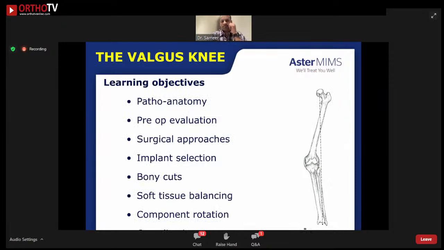Coming back to the learning objectives: pathoanatomy, there is contracture of the lateral structures and laxity of the medial structures, along with bony deformities of the lateral femoral condyle, distal and posterior. Then pre-op evaluation, surgical approaches, and implant selection, which I have mentioned. For the bony cuts, the most important thing is that the tibial cut should be kept to a minimum. The distal femoral cut, instead of the usual 6-degree valgus cutting angle, should be reduced to 3 degrees. Soft tissue balancing: pie-crusting has changed the game.